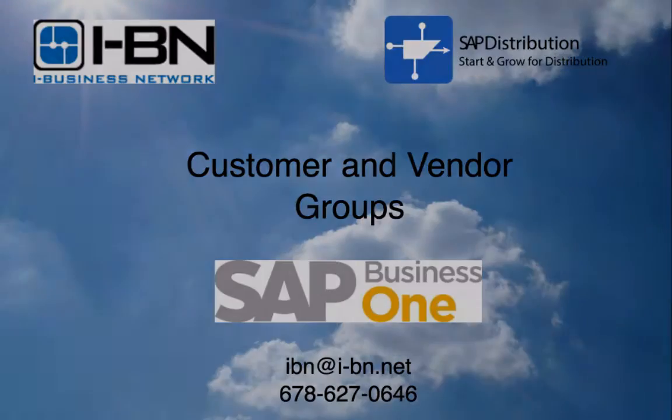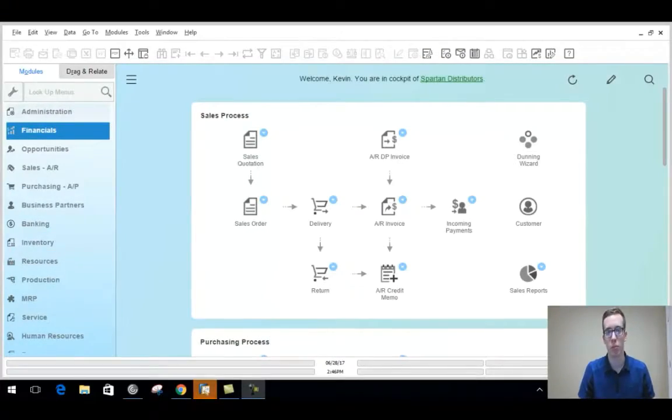Groups within SAP Business One. So what are customer groups and vendor groups? They're a way for us to classify our customers and vendors based on characteristics such as their size, the sector that they're in, or the region. The reason why we do this is for both pricing and reporting needs.